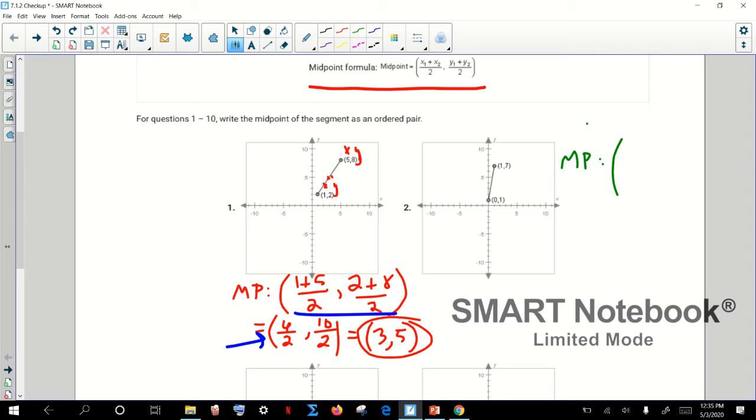If we add the two x values, we get 1 over 2. And then if we add the two y values, we get 8, and then divide by 2. So our final midpoint is going to be 1/2, since that doesn't simplify, and 8 divided by 2 is 4. You could also write the 1 over 2 as 0.5.